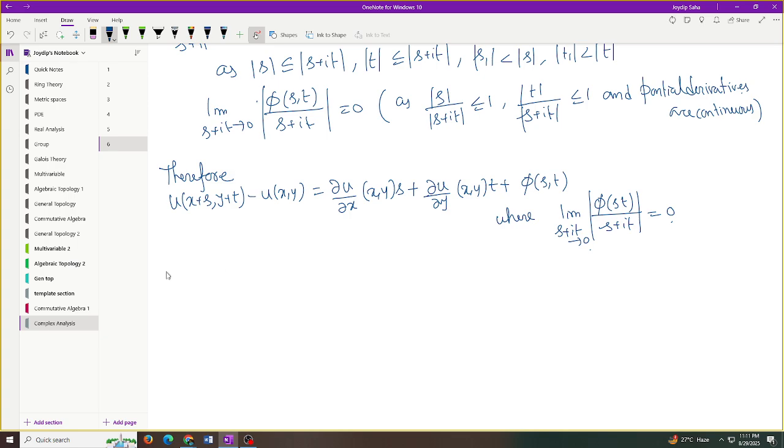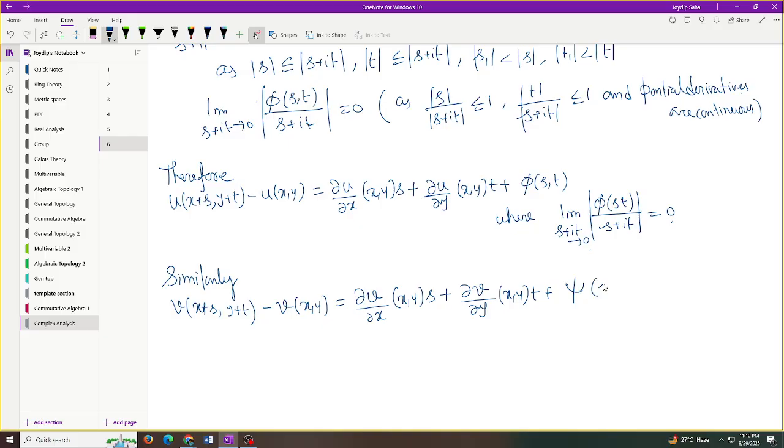Okay, similarly we can write v(x plus s, y plus t) minus v(x,y) as del v del x (x,y) s plus del v del y (x,y) t plus psi(s,t), where psi(s,t) over modulus s plus it tends to 0, which means these are individually 0.